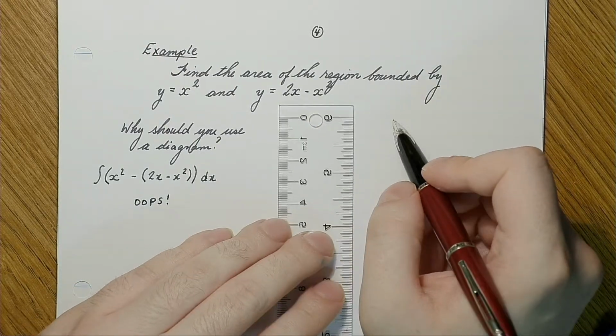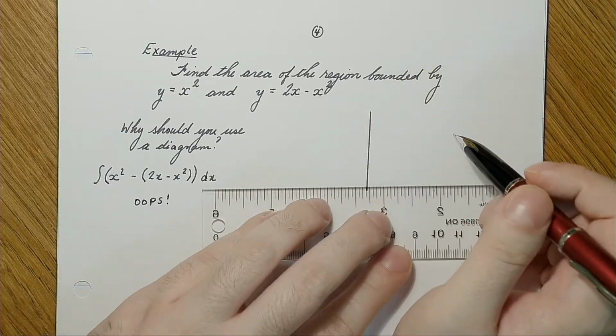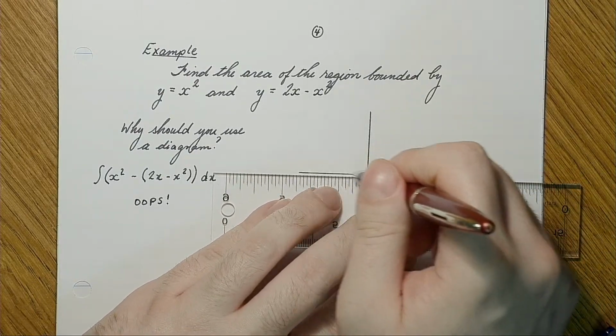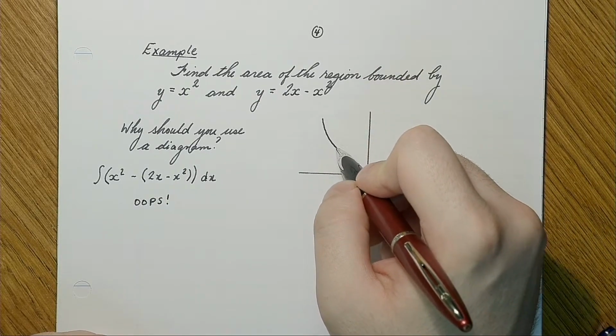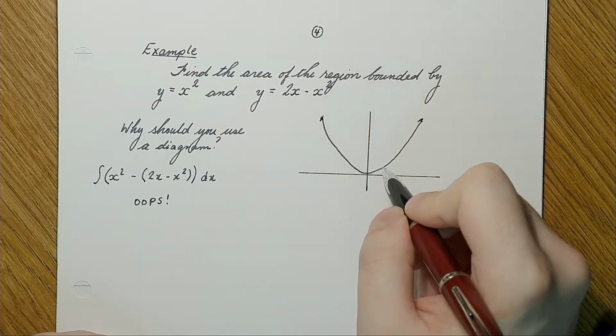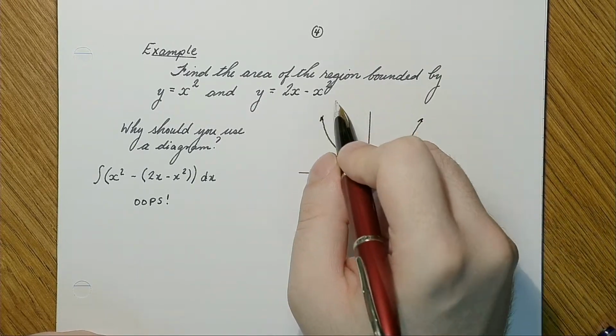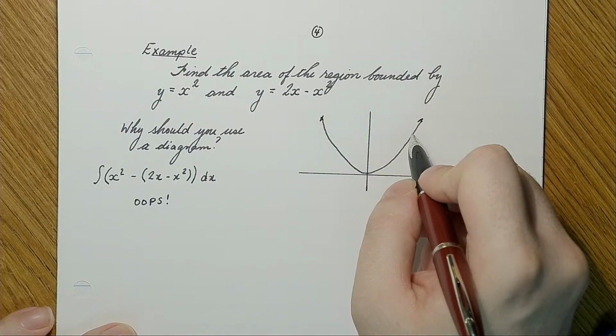Because, let's draw that out. So I have my quadratic here, and I have another quadratic, and it's a little bit bigger. It's kind of doing something like this.